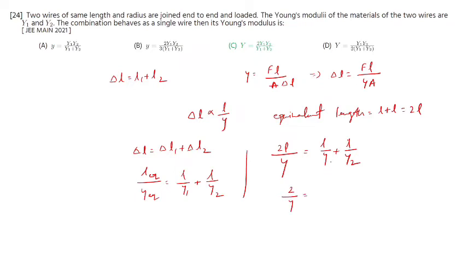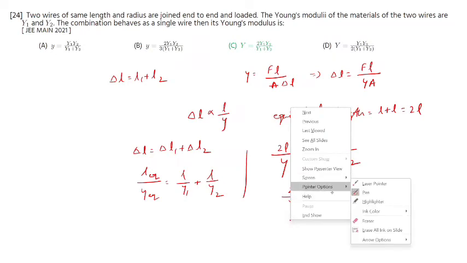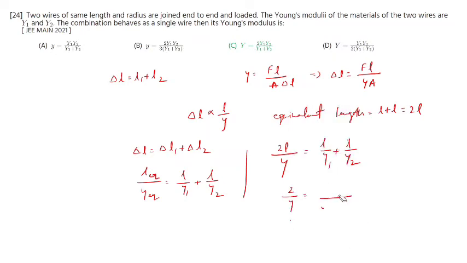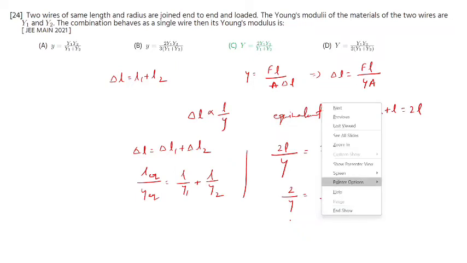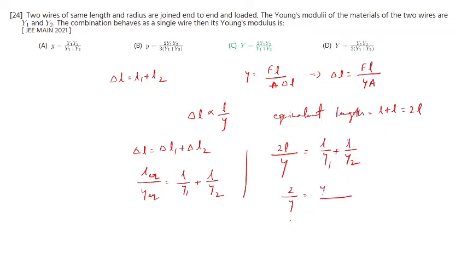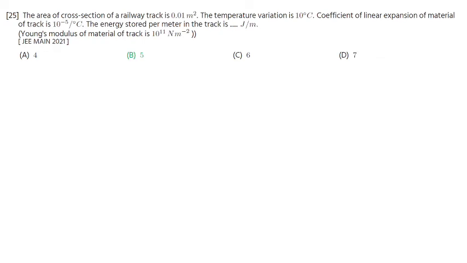2 by Y is equal to Y1 Y2 divided by, sorry, it will be Y1 plus Y2 divided by Y1 Y2. So if you simplify this, Y will be 2 Y1 Y2 divided by Y1 plus Y2. By cross multiplying we will get this. Option C.